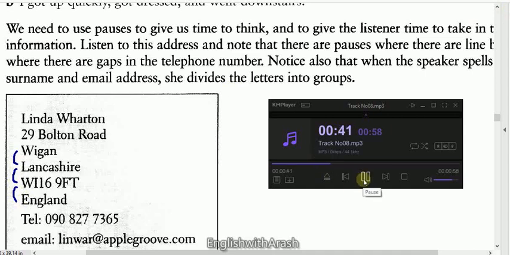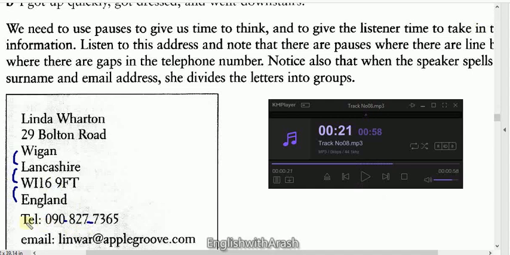29 Bolton Road, Wigan, Lancashire, WI16 9FT. So WI16, there's a little pause. WI16 9FT. England. And my telephone number is 090 827 7365. Again, you have to make two pauses whenever you're saying your phone number.